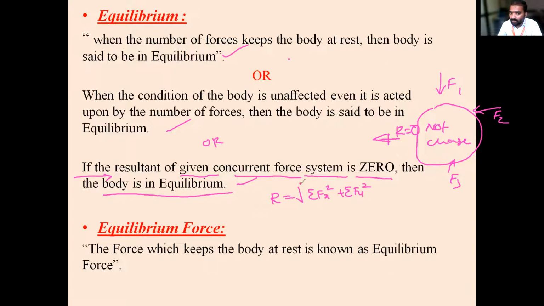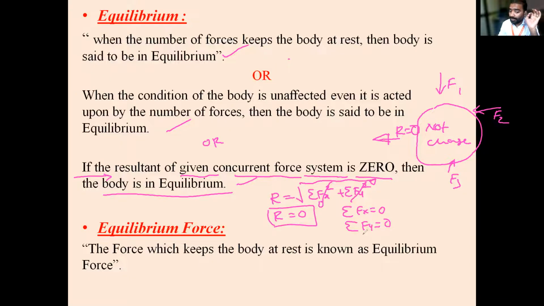Okay, can you tell me when R is equal to 0? R is equal to 0 when sigma Fx is equal to 0 and sigma Fy is equal to 0. If both are equal to 0, then only R is equal to 0, correct? So what is sigma Fx equal to 0? It means the algebraic sum of all the forces along the horizontal direction is equal to 0.